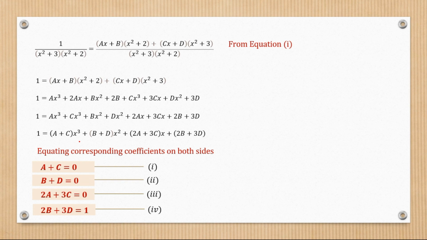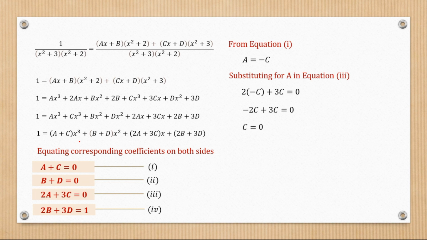So let's solve this. From equation 1, we can make a the subject, and a shall be equal to negative c. So we're going to substitute for a in equation 3, because in equation 3 we have an a and a c. When you substitute for a there, we have 2 into negative c plus 3c being equal to 0. So we have negative 2c plus 3c being equal to 0. Then we end up having c equal to 0, and that is the value of c. So if c is 0, it therefore means that a shall also be equal to 0, because a is equal to negative c, and negative 0 is 0.